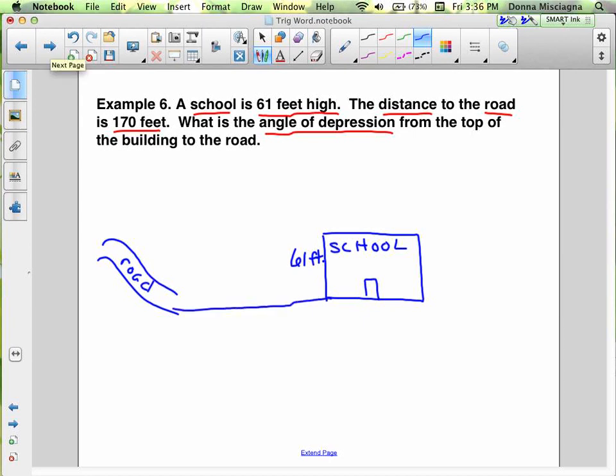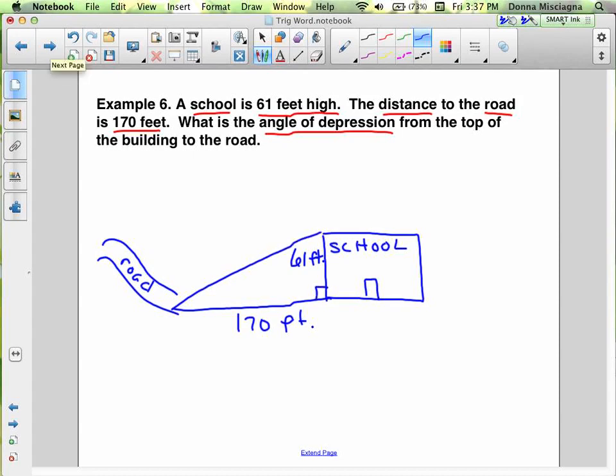And of course, we're going to measure along the ground. The road isn't going up in the air. This is supposed to look three-dimensional, but it's a two-dimensional surface, so my road kind of looks like it's going up in the air. But we know it's on the ground. So if we're measuring from the school to the road, that's along the ground, and that's 170 feet. And then from that point, we can go up to the top of our school to create our right triangle.